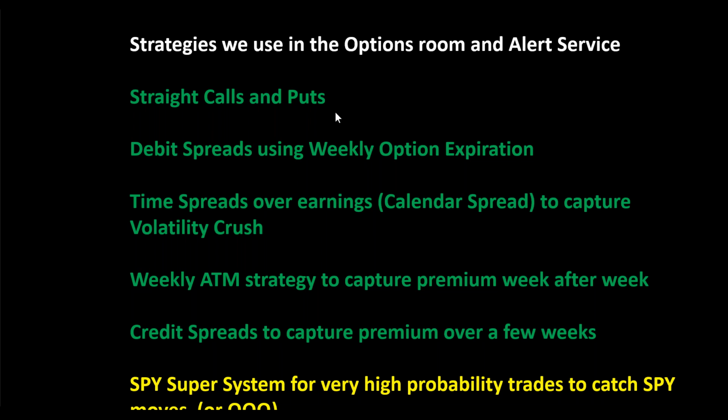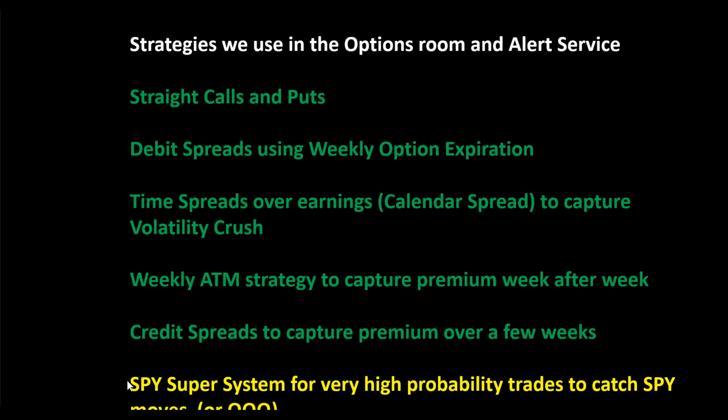We do straight calls and puts. I use debit spreads using weekly options expiration. Over earnings, I have something called a time spread. It's a type of calendar spread. It's a non-directional trade, just to capture volatility crush when the earnings come out. And then I have a weekly ATM strategy that is used for neutral to bullish stocks. We sell puts against the stock week after week while holding a longer term dated put to protect us to the downside. And I do credit spreads.